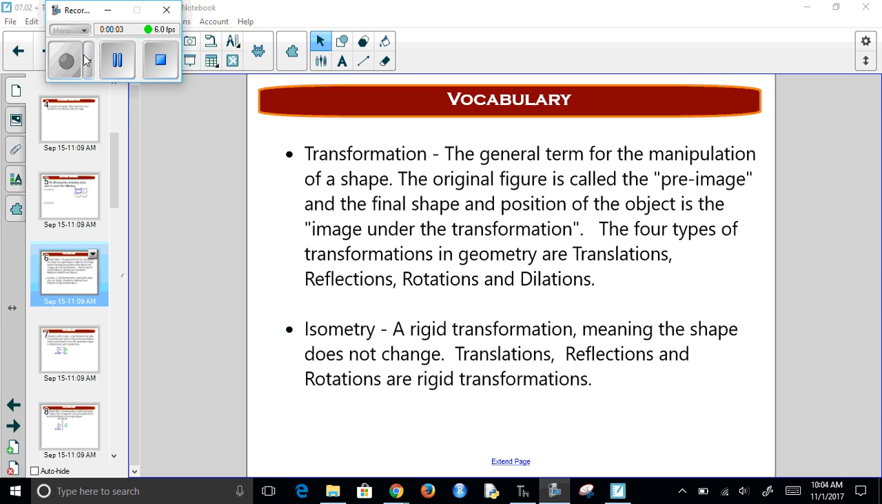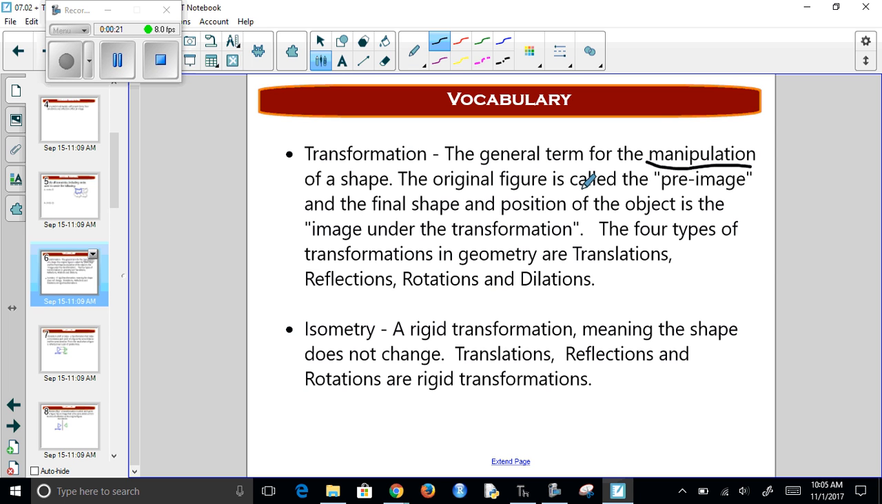Hello, today's lesson we're going to do a little bit of vocabulary for this unit. The first one is a transformation. That's what most of this unit's about, is transforming things. And so a transformation is just the general term for the manipulation of a shape.